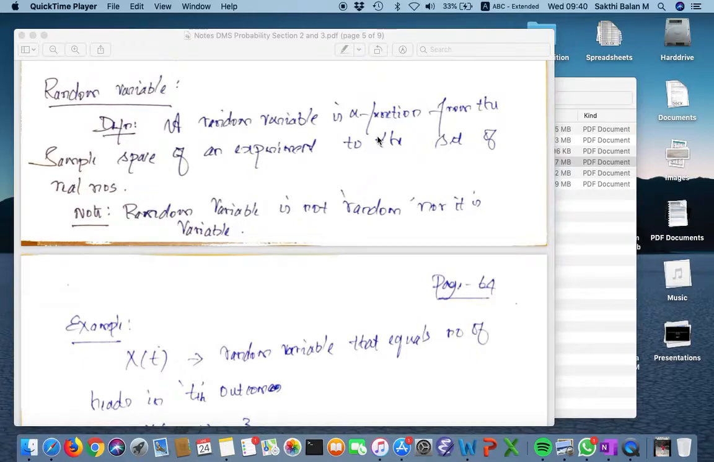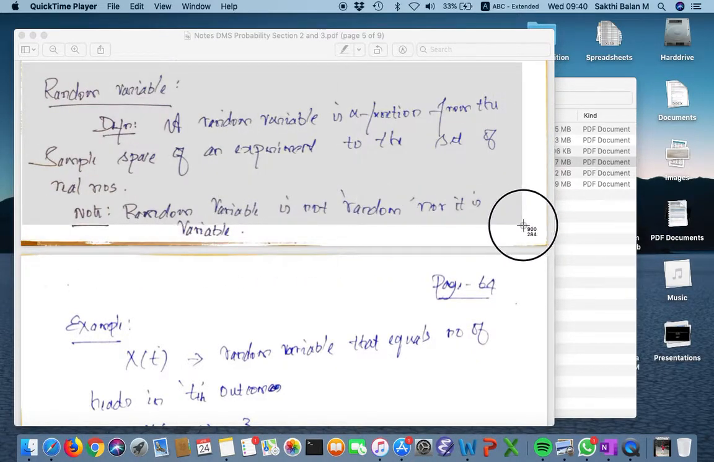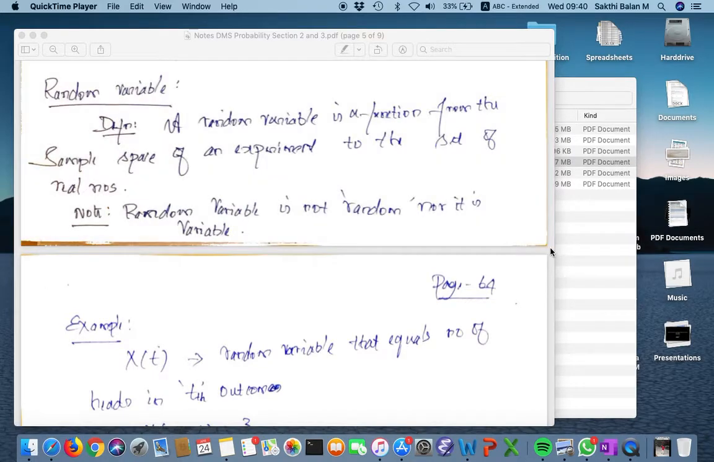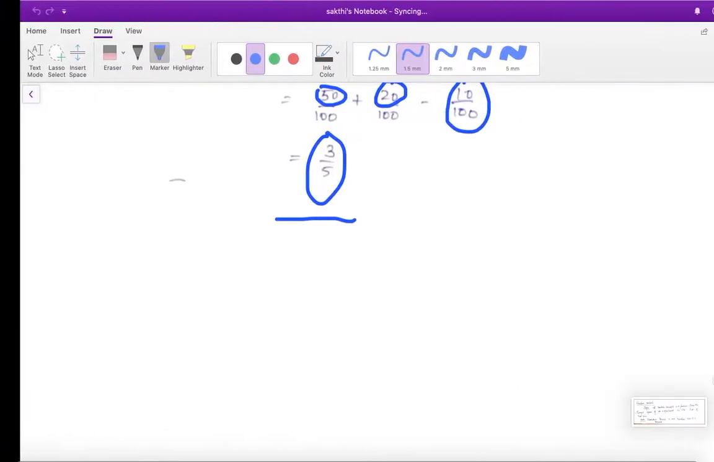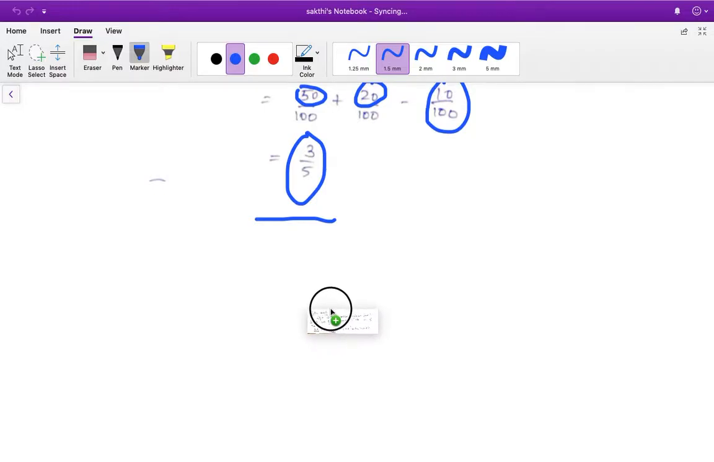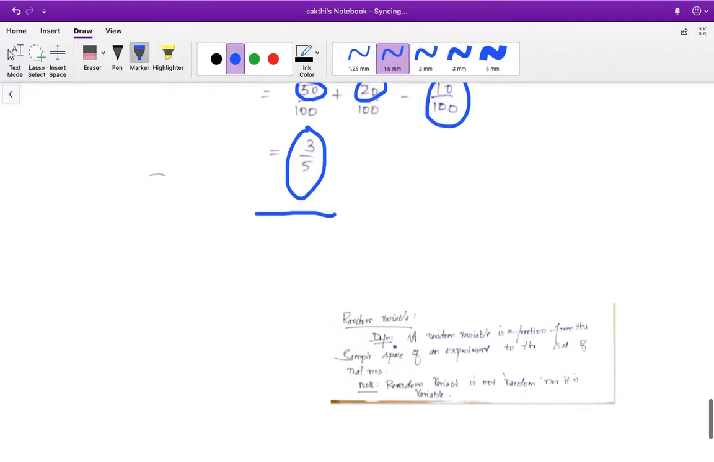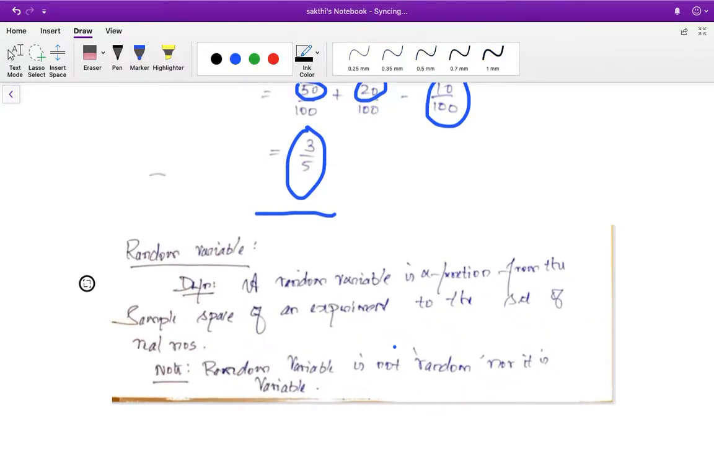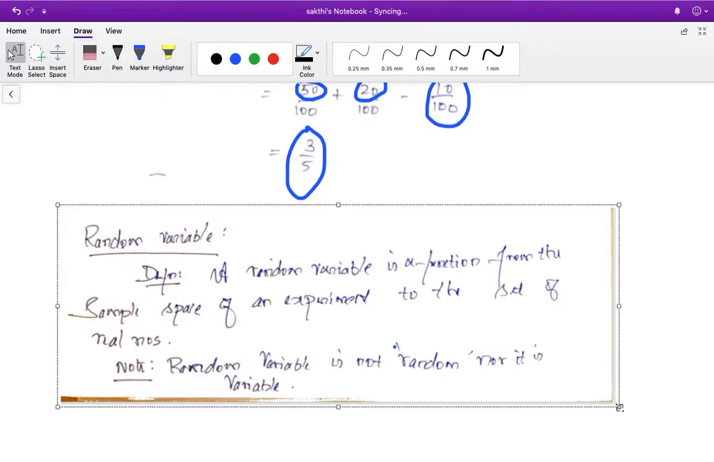So what do we mean by random variable? Random variable is nothing but a function. Please note that it has nothing to do with random, or nothing to do with variable. It is just a function. So what is that function about?